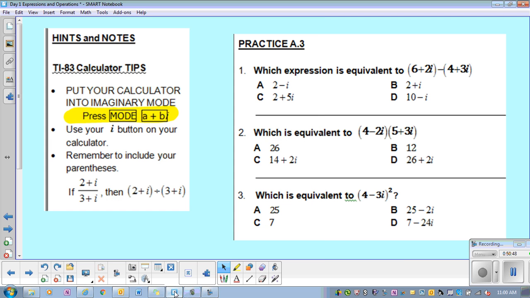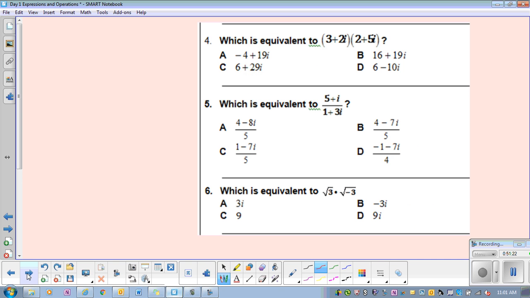First one, A. Perfect. What's the second one? D. Perfect. What's the third one? D. Good. Great job. Questions about this? Let's keep going. Let's do 4. We'll talk about 5. 4, you got A? Yeah? All right.